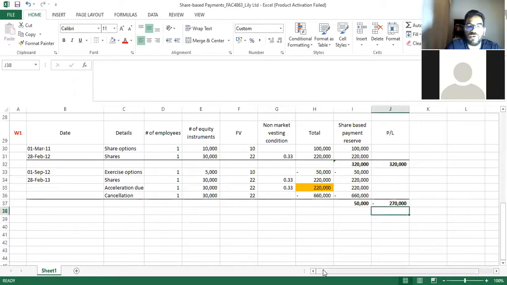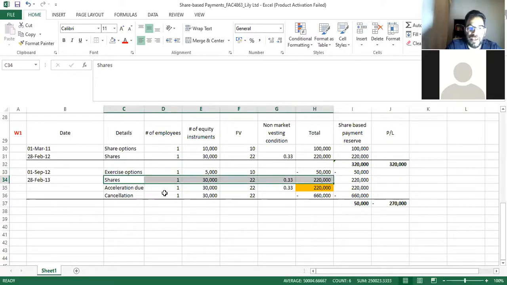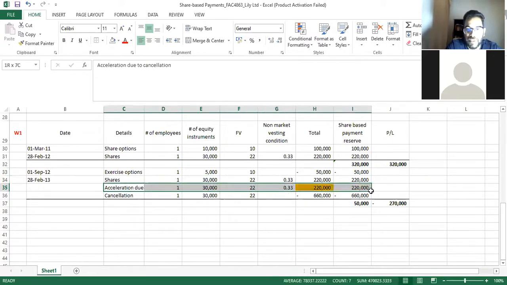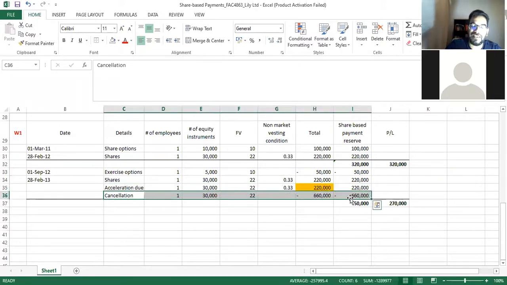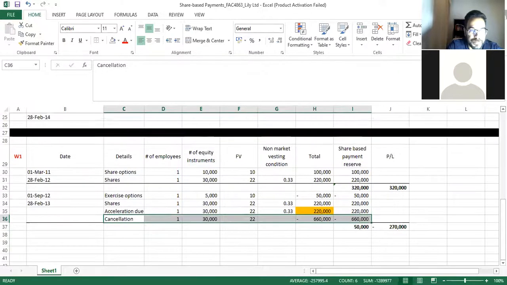But what's important to take note of is that you will recognize each item individually. So on 1 September, we're going to recognize something. On 28 February, we recognize this one separately. We recognize that one separately. We recognize this one separately. So we must recognize it separately. Let's go and deal with it.